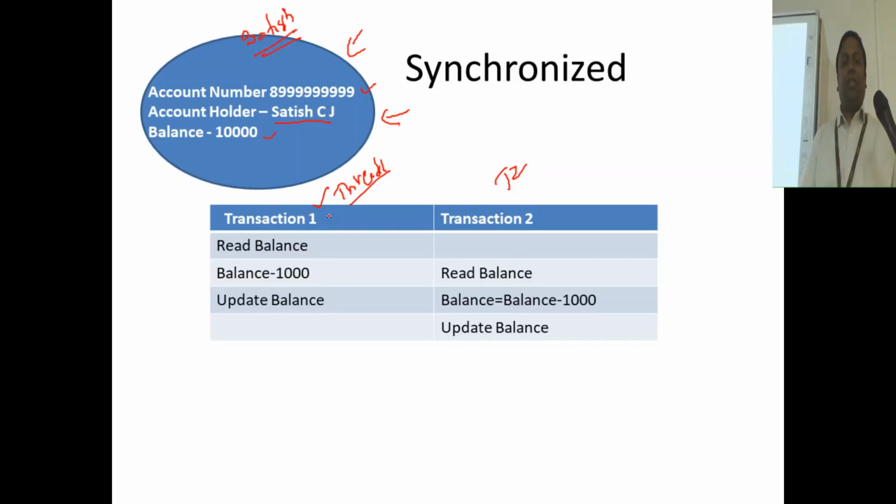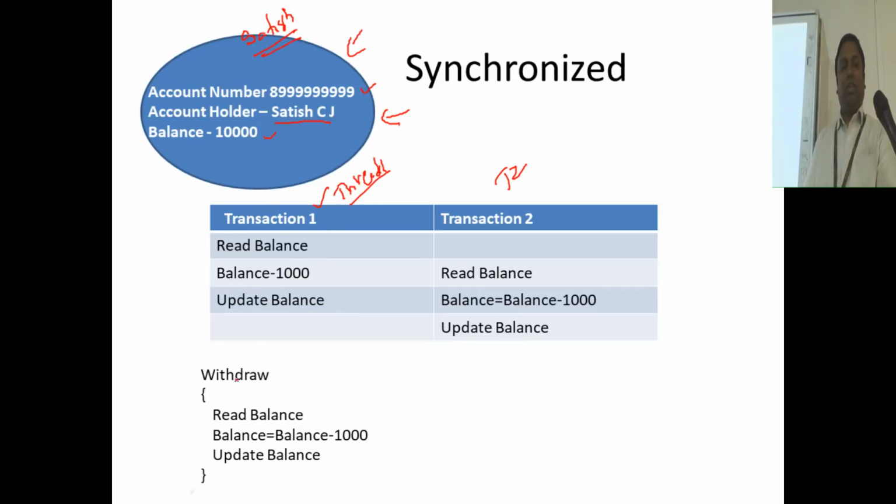So both these threads are going to access a function. Say this function is going to update the balance. Say thread 1 starts, reads balance. So what is the balance here? 10,000, and it is performing balance minus 1,000. So balance will go to 9,000. While it is performing this, thread 2 kicks in and it also reads balance. So what is the balance? 10,000. And then it performs balance minus 1,000, that is 9,000.